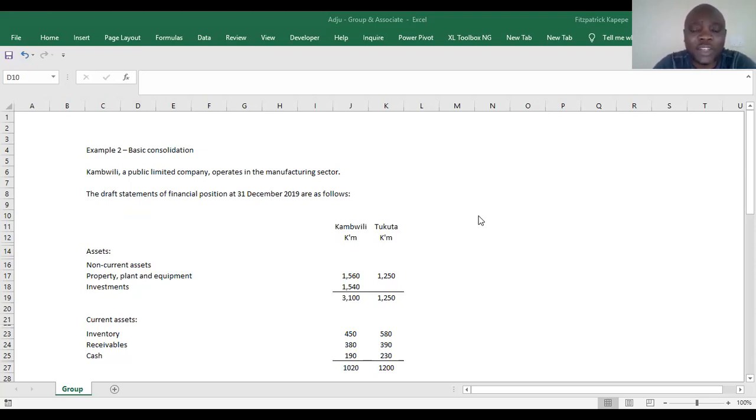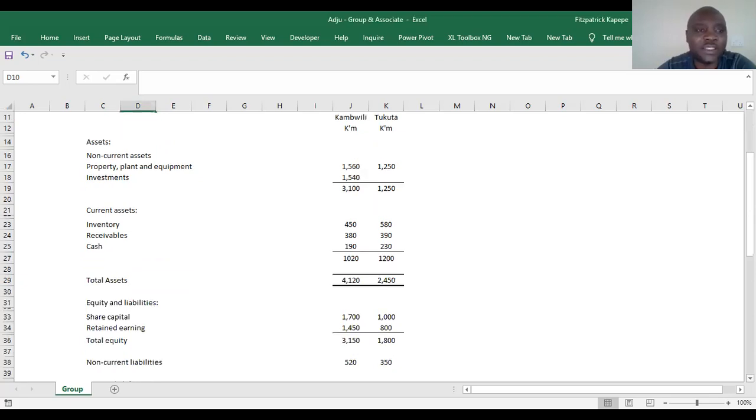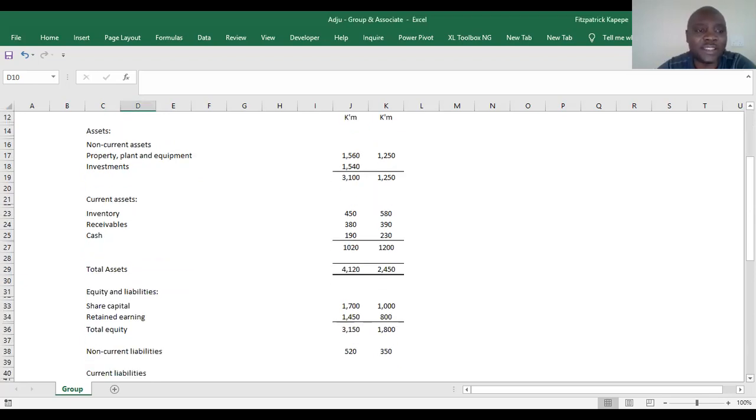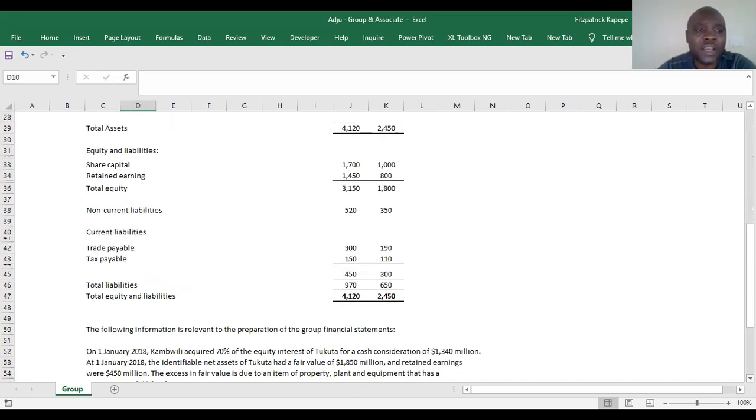So the question reads, Cambodia Public Limited Company operates in the manufacturing sector. The draft statement of financial position at 31st December 2019 is as follows. So you have Cambodia, you have Tukuta there, you have the assets, the current assets, total assets, equity and liabilities. Under equity and liabilities, my area of interest is what is on the subsidiary.